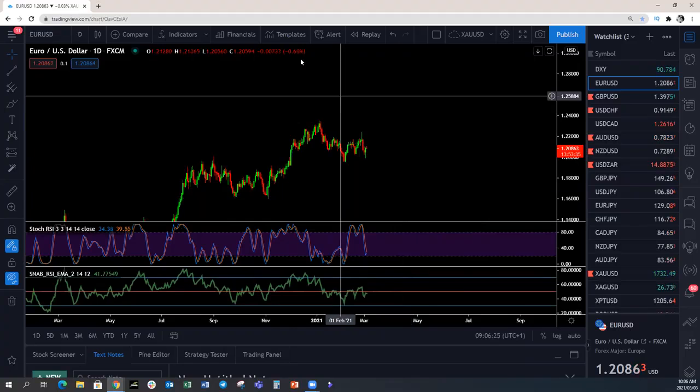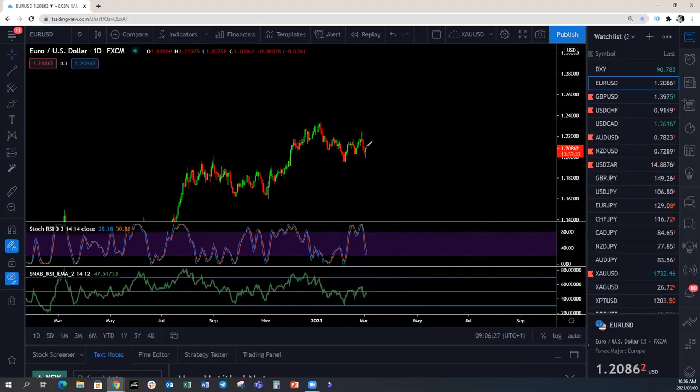So the confirmation will come if we get this corrective structure here. Otherwise we are still expecting this 1, 2, 3 and then upside. That's what we're expecting. We are below 50 on the daily, so it's likely that we are still going to see the US dollar continue to the downside for that move. Let's see how that plays out.